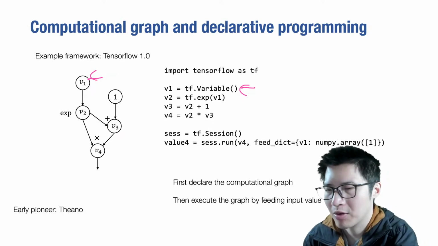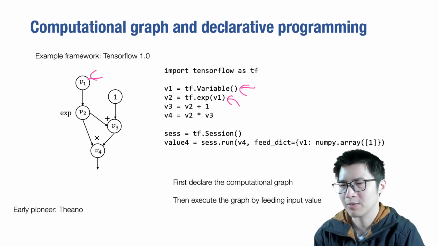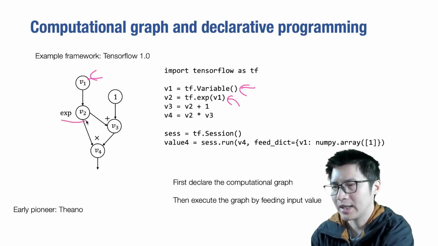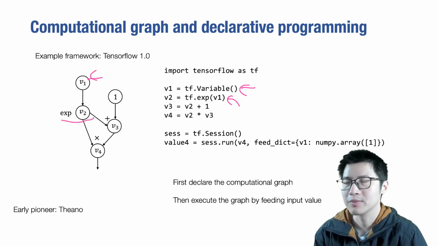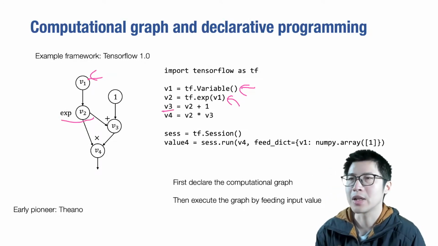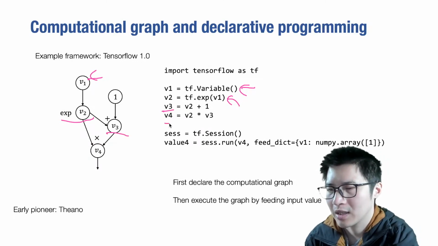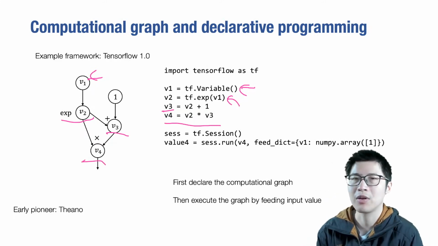In the second step, we're going to say v2 equals tf.exp(v1). That's going to create this computational graph node. Then I'm going to do v3 equals v2 plus 1. That's going to create a v3 node. Finally, v4 equals v2 times v3, and that's going to create my v4 node here.